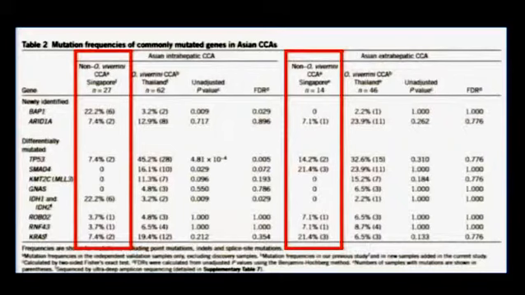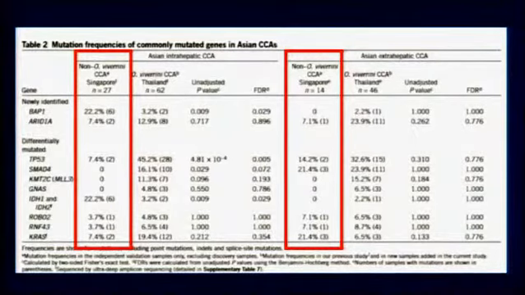If you compare sporadic only but look at intrahepatic versus extrahepatic, again, BAP1 is really just intrahepatic, IDH1 is really just intrahepatic, whereas P53, SMAD4, and KRAS are much more in the extrahepatic. So extrahepatic cholangiocarcinoma genetically looks a lot more like pancreas cancer, whereas intrahepatic cholangiocarcinoma is really quite different.